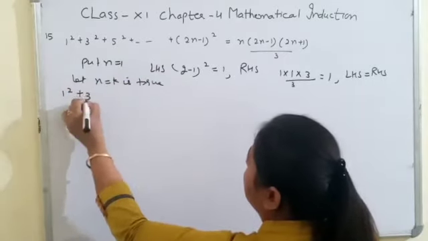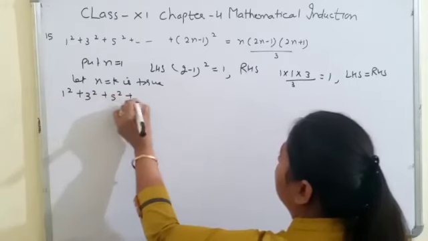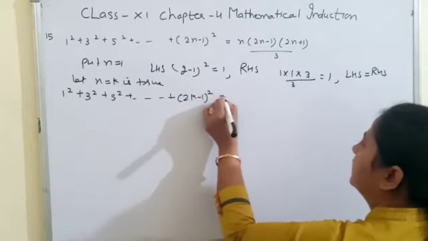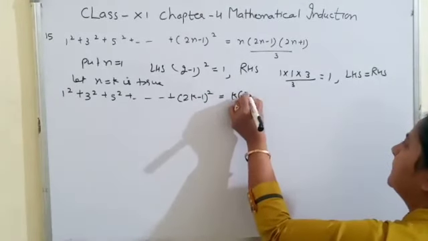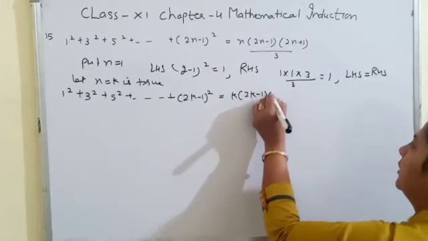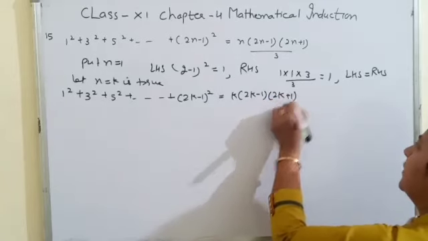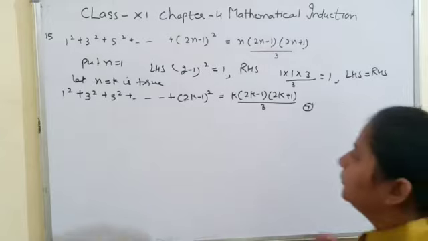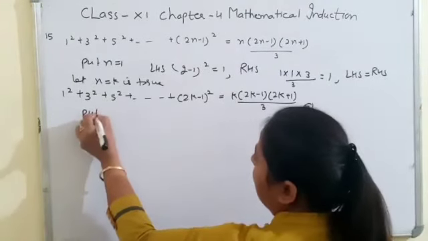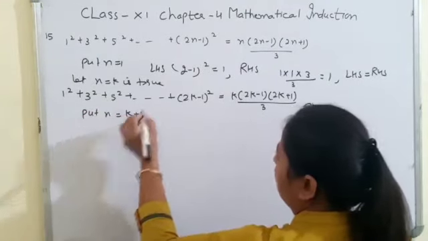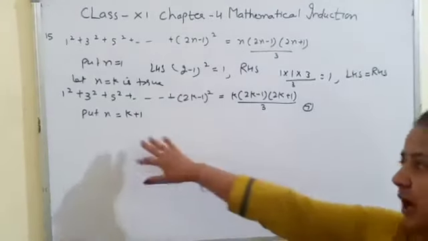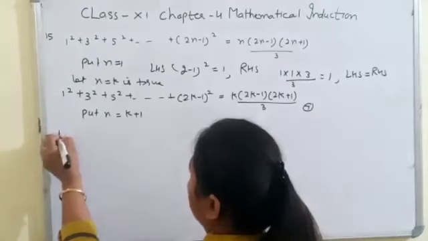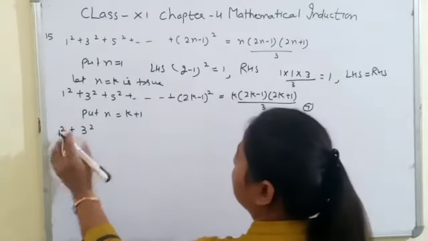1 square plus 3 square plus 5 square, and so on up to (2k minus 1) whole square, equal to k(2k minus 1)(2k plus 1) upon 3. This is the first. Put n equal to k plus 1. Now we will prove it true for n equal to k plus 1. So substitute k plus 1 at the place of n.